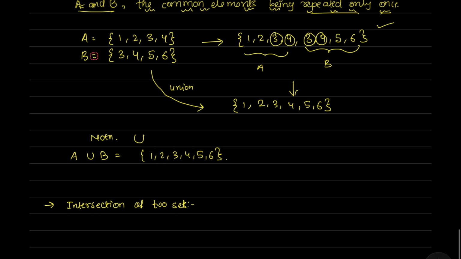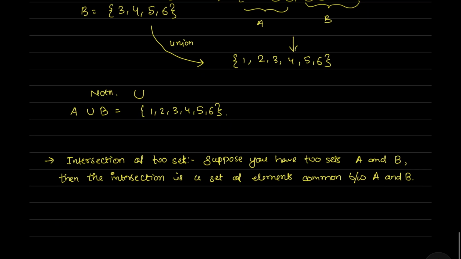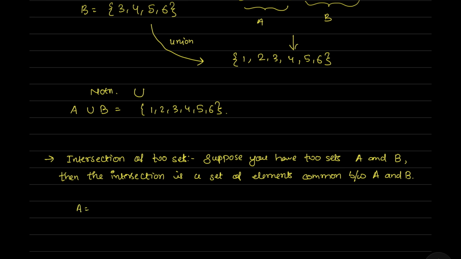Next in our agenda is to understand intersection of two sets. The definition follows the same structure actually. Suppose you have two sets A and B, then the intersection is a set of elements common between A and B. Okay, understand this. We will use the same example. A equal to 1, 2, 3, 4, and B equal to 3, 4, 5, 6. Our aim is to find the intersection of this.